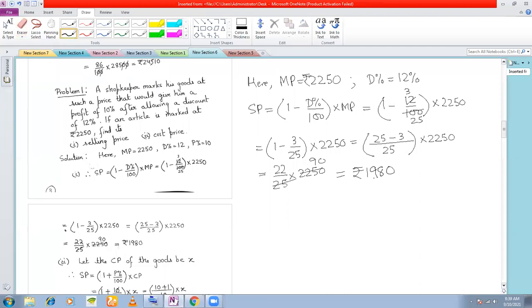That means now how much is the customer paying him? 1980 rupees. Now the customer is paying him 1,980. So this is the selling price. So that means we have found out the first one. Okay, that means this part is done. We have found out the selling price. Now we want to find the cost price. For cost price, what do we know? We know the selling price. This is the selling price we have found out.